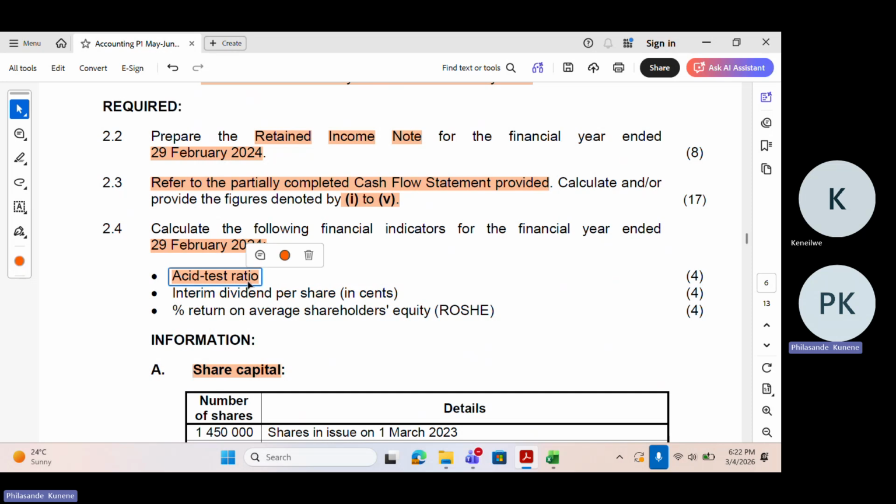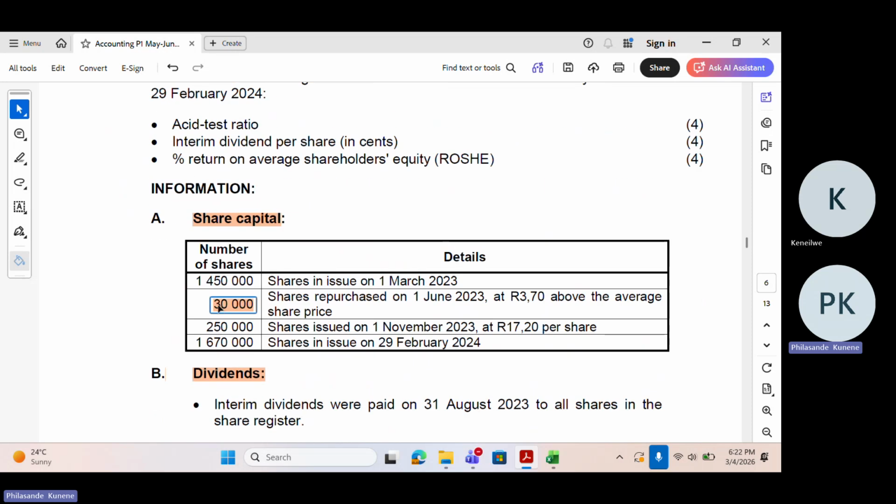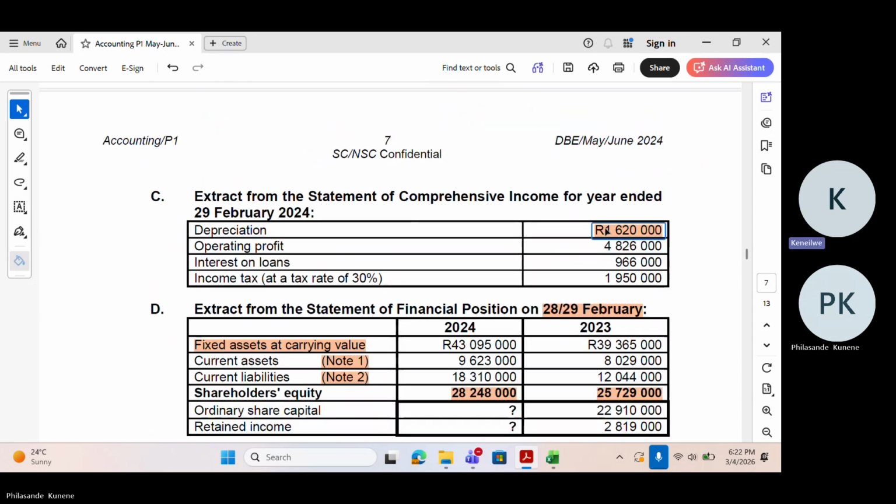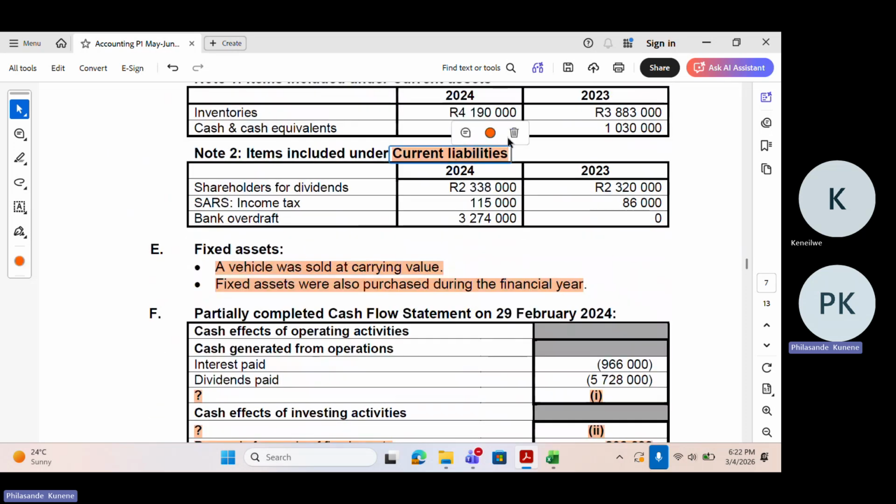So our starting point now will be, because we need to do 2.2 first, which is the retained income note. That's what we need to focus on. Retained income note first. Are you ready? Yes. Okay, let's get into it. I want to do this with you, I want to discuss it with you until we finish it. I'm just removing these highlighters so that we can start on a clean question.